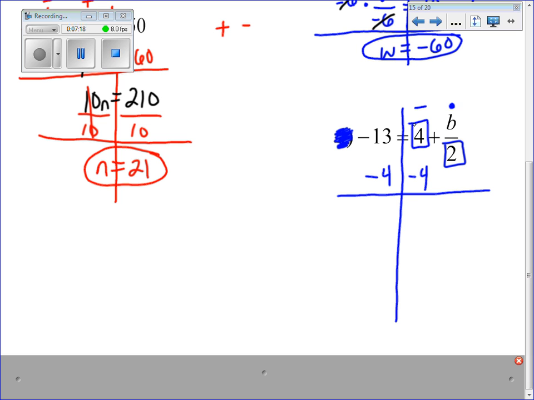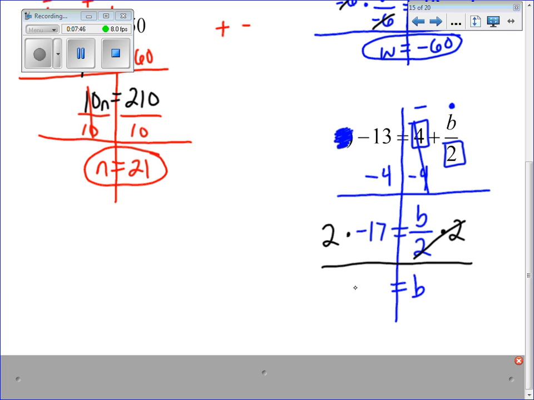So we subtract 4 from both sides. These cancel out. You're left with b over 2. Negative 13 minus 4 is negative 17. Now we need to get rid of this 2. The way we decided to get rid of the 2 was through multiplication, because it's the opposite of division. So we're going to times both sides by 2. These cancel. You're left with b. Bring the equal sign straight down. 2 times negative 17 is negative 34. So b equals negative 34.